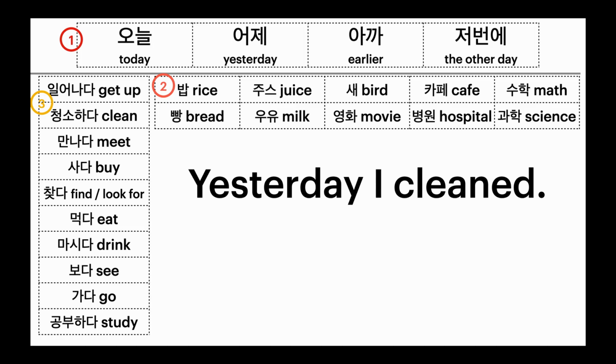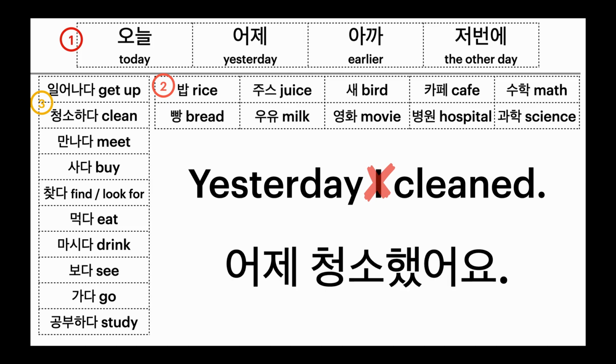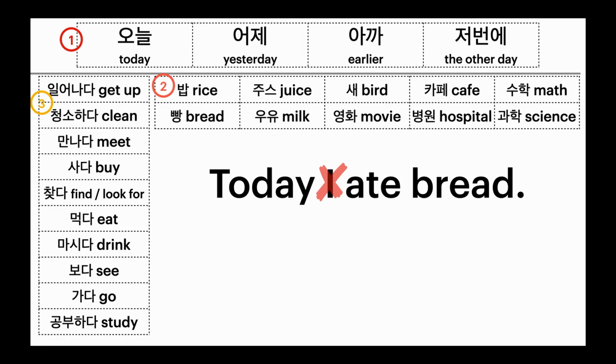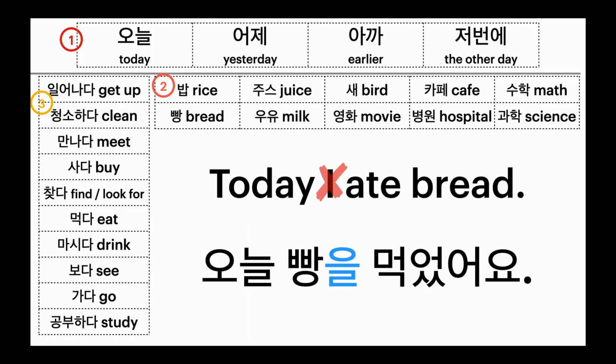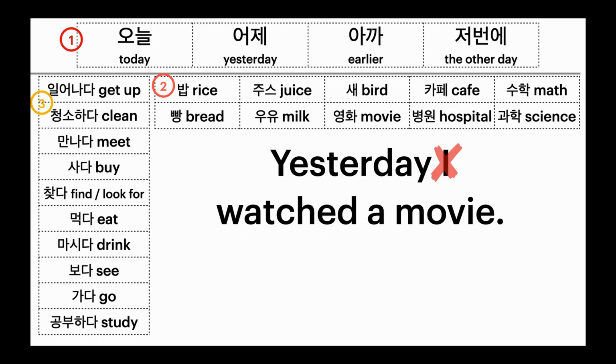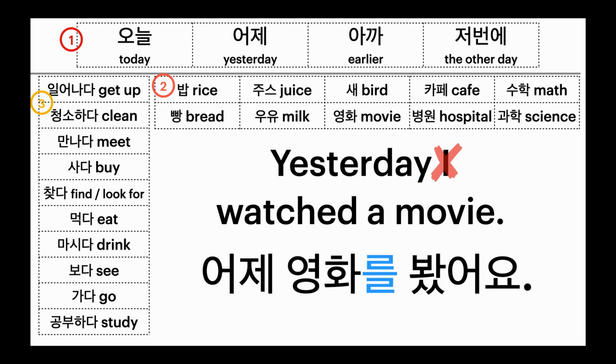Yesterday, I cleaned. And just to keep it simple, let's go ahead and take out I. 어제 청소했어요. Today, I ate bread. 오늘 빵을 먹었어요. Yesterday, I watched a movie. 어제 영화를 봤어요.